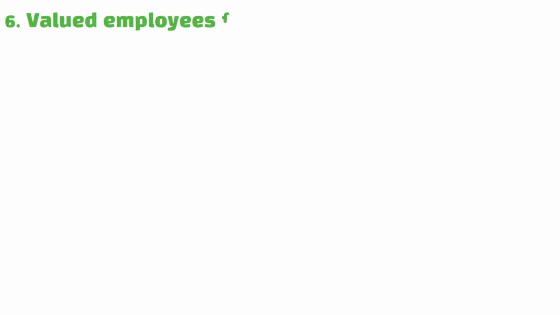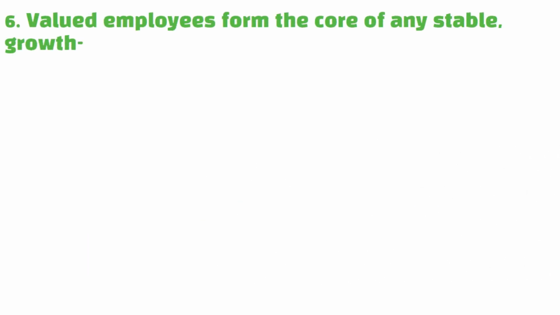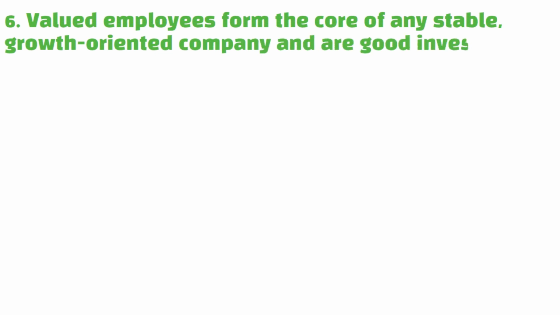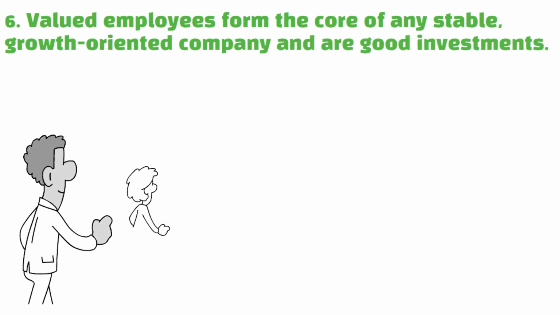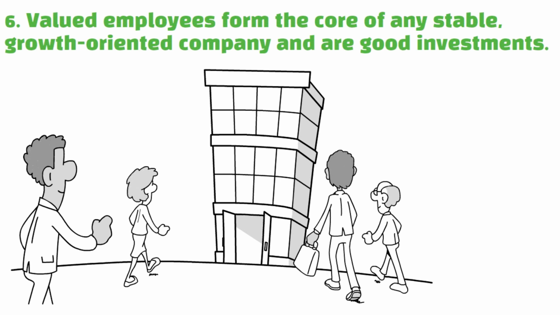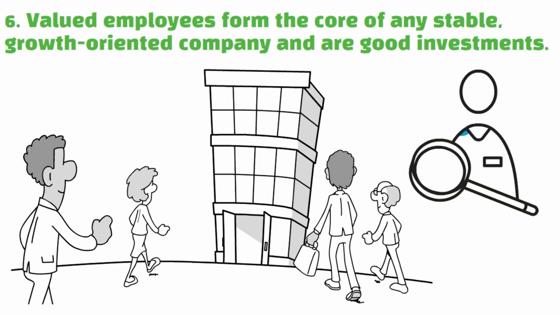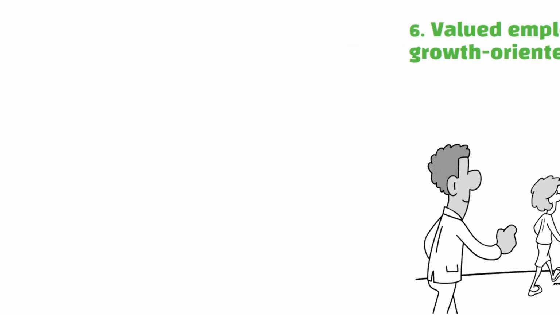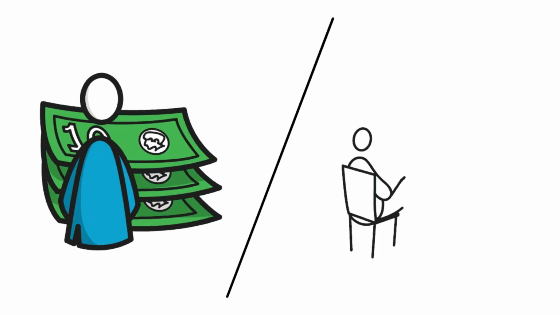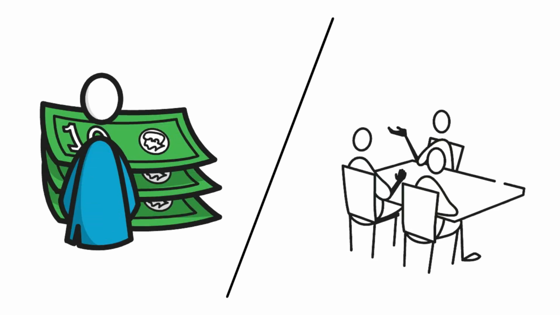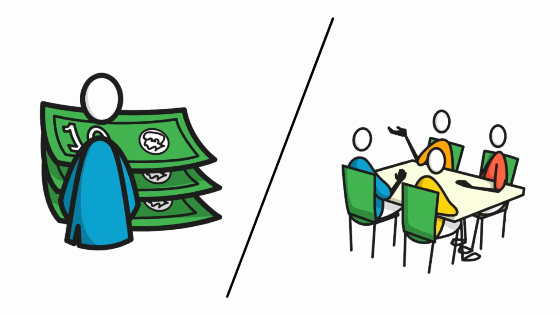Number 6. Valued employees form the core of any stable, growth-oriented company and are good investments. If you're a conservative investor, it's also important to examine a company's employee base and learn more about how it treats them. There are two main reasons for this strategy. First, a company's growth potential depends entirely on employees who work towards the company's strategy. Second, how a company treats its staff can help you figure out how productive and effective that company is.